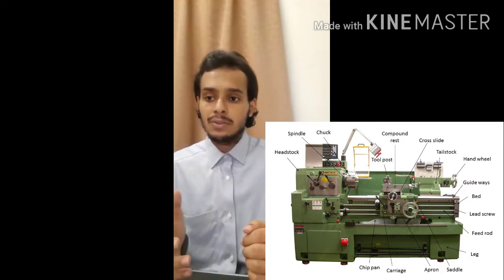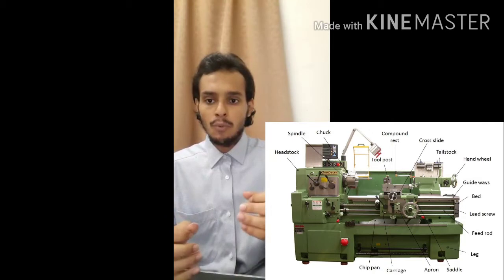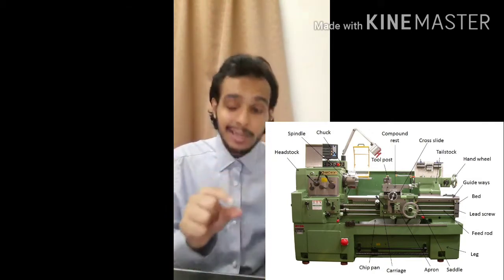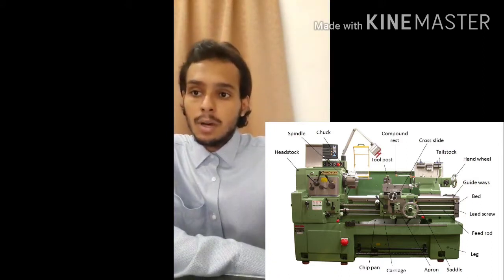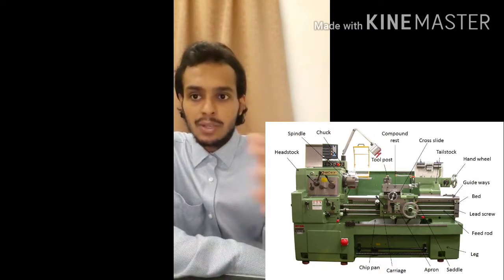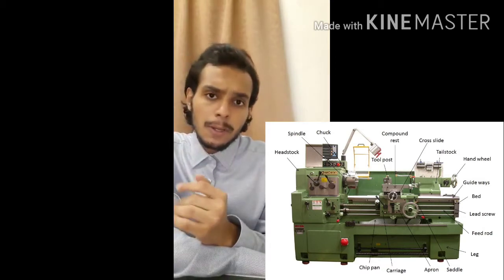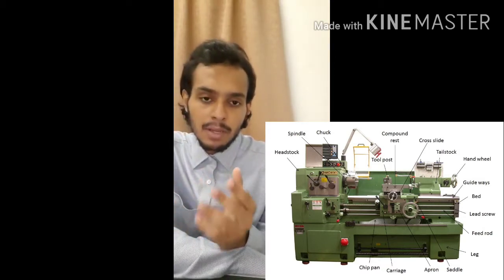And there is a cross slide. The cross slide is on the carriage and moves on the saddle. It moves back and forth and gives the depth of cut to the metal specimen by using the hand wheel. There is a compound rest as well. The compound slide is on the cross slide, which can rotate. There is also the tool post. The tool post is on the compound rest and used to clamp the cutting tool.